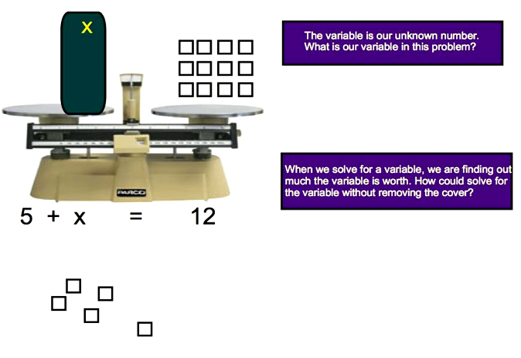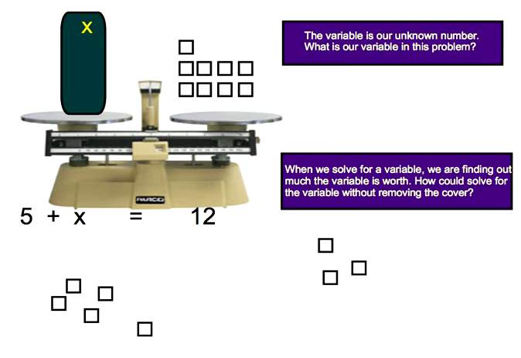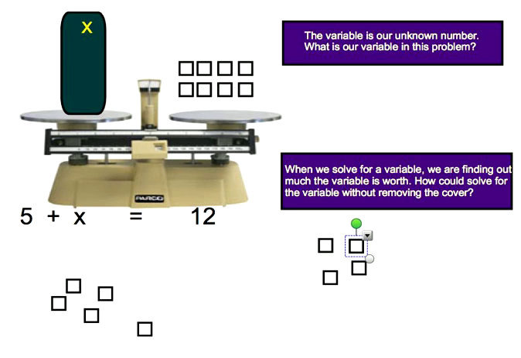But if I took away 5 from this side and I want to keep my pan balance equal, what would I have to do to the right side? Well, I would have to take 5 away from that side so that it would remain equal. So I'm going to take away 5 of these boxes from the right side. 1, 2, 3, 4, 5.